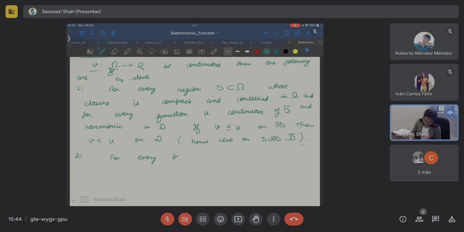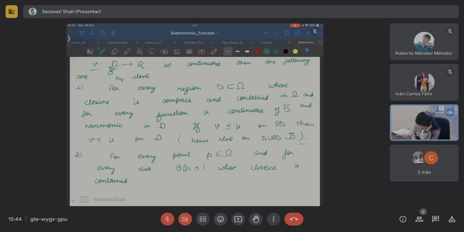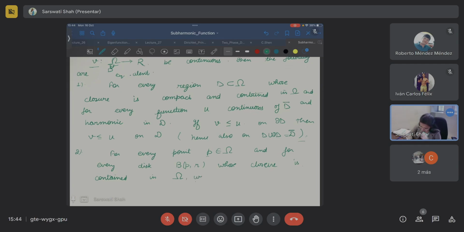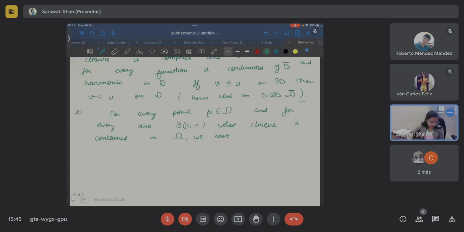So for every point P belonging to omega, and for every disk with the center P and the radius R whose closure is contained in omega, we have V of P is equal to 1 over 2 pi integration from 0 to 2 pi of V of P plus R e to the power iota theta d theta.